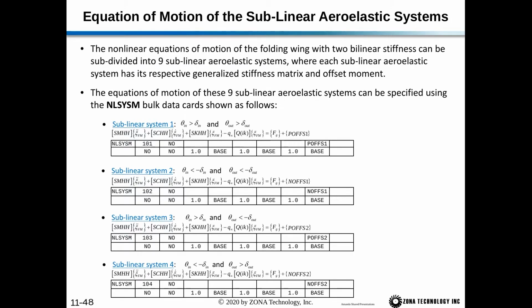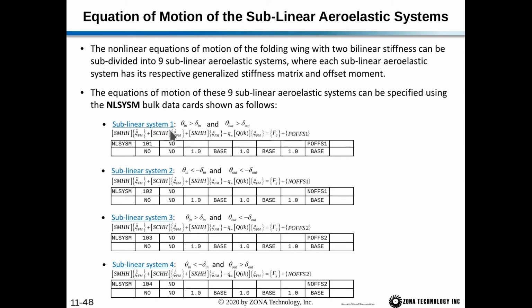Next, we will have the equations of motion of the sublinear aeroelastic systems. Now, the nonlinear equations of motion of the folding wing with 2 bilinear stiffnesses can be subdivided into 9 sublinear aeroelastic systems, where each sublinear aeroelastic system has its respective generalized stiffness matrix and offset moment. And the equations of motion of these 9 sublinear aeroelastic systems can be specified using the nonlinear system matrix bulk data card, as shown here.